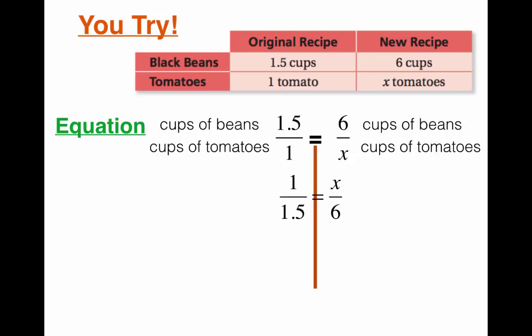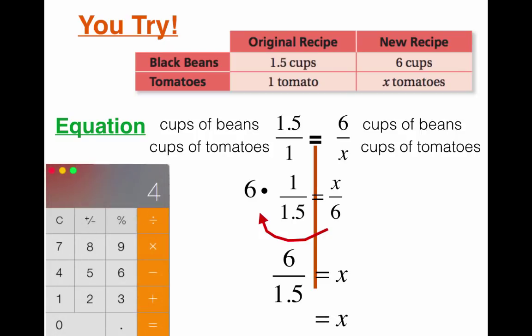Make it 1 over 1.5 equals X over 6, and then multiply the 6 over to the other side. What's 6 times 1? 6. So we get 6 over 1.5. Now I might grab a calculator. What is 6 divided by 1.5? 6 divided by 1.5 is 4 on the calculator. So we get a nice answer of X equals 4.